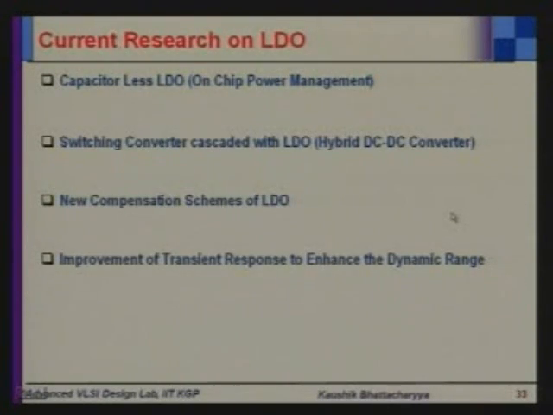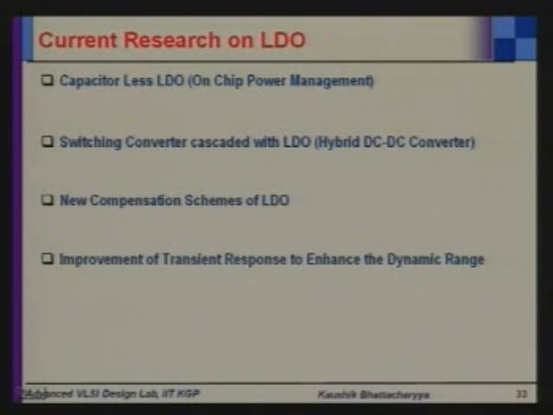Now what are the research going on LDO? First one is the capacitorless LDO, on chip power management. That means here the load capacitor will be within the chip. Then what are the challenges? In transient response attributes you have seen that the load capacitor is supplying the required charge at the time of load transient. But if you go for on chip power management, that means load capacitor will be within the chip. So it will be lesser in value, that means 100 picofarad. So it is unable to supply the required current. So it is also one of the challenge, capacitorless LDO.